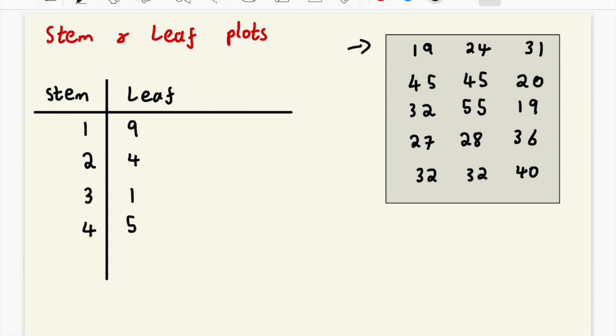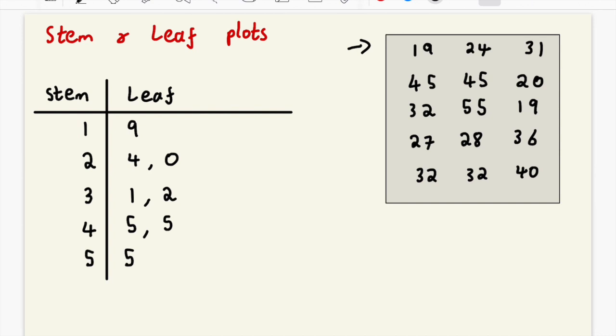Now the next number we have is 45 again, but we already have a 4 on the stem side, so we don't need to do that again. We can just add another 5 to the leaf side. Then we have 20, so again we already have a 2 on the stem side, so we'll just add a 0 onto the leaf side, and that represents 20. Then with 32, again, we already have our 3 on the stem, so we'll add a 2. And then 55 is in the 50s bracket, which we don't have yet. So we'll add a 5 to the stem side, and we'll have a 5 on the leaf side for 55.